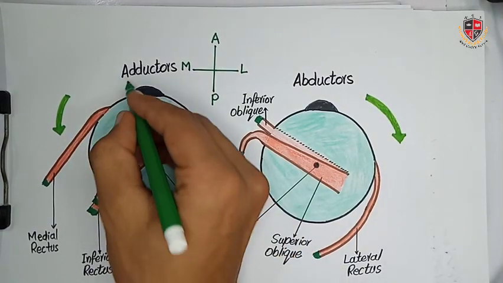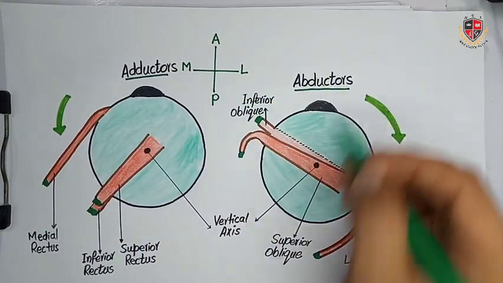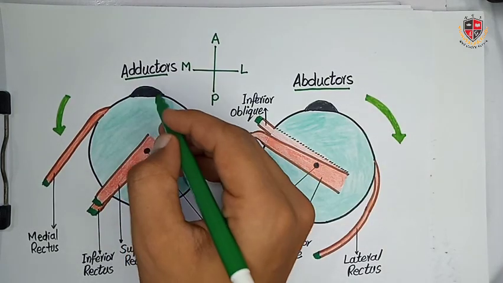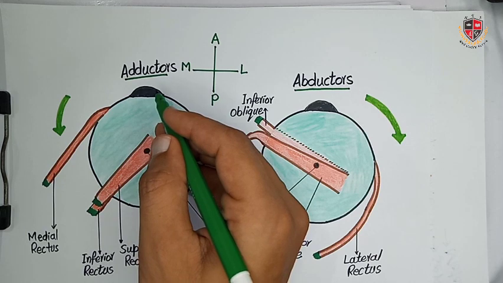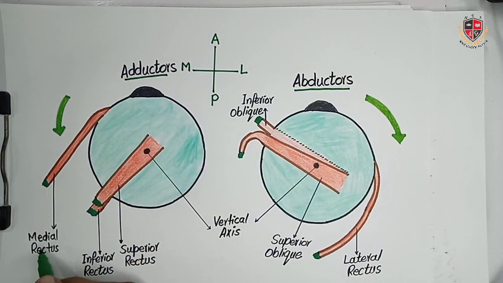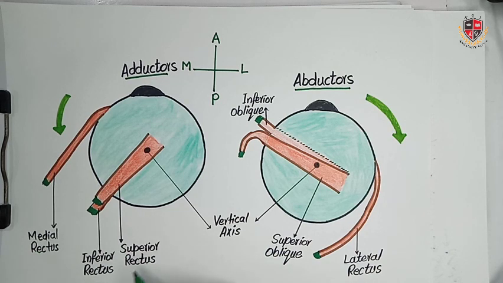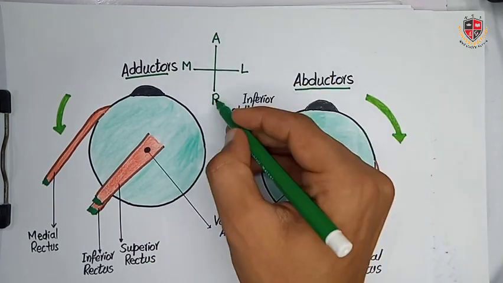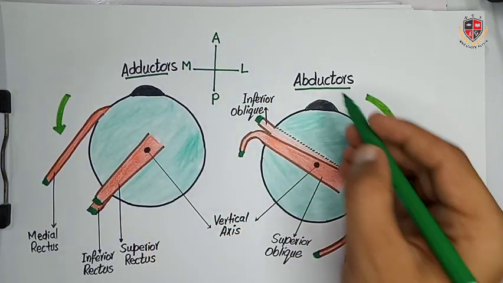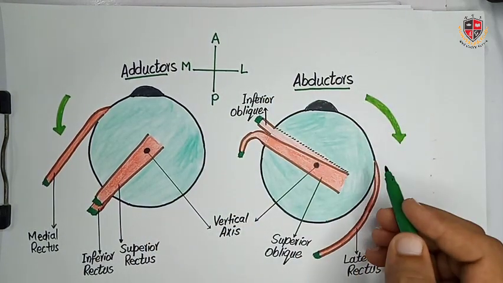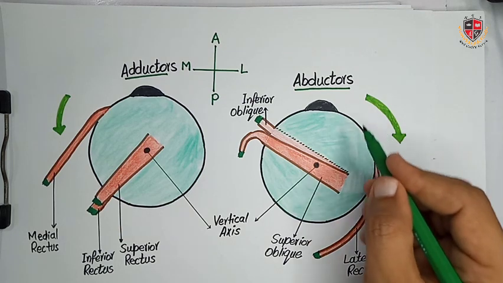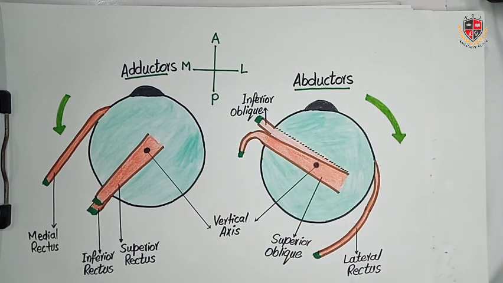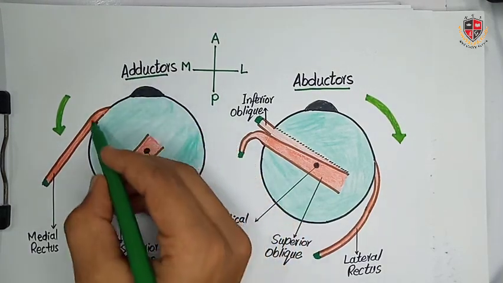Now we see the adduction and abduction of the eyeball. First we see the adduction. Adduction is the movement of the eyeball toward the medial side, and this is caused by the medial rectus muscle, and the accessory muscles are inferior rectus and superior rectus. The axes are, this is anterior, this is posterior, lateral and medial. Abductors cause the eyeball to move laterally. These adductors cause the movement of the eyeball.